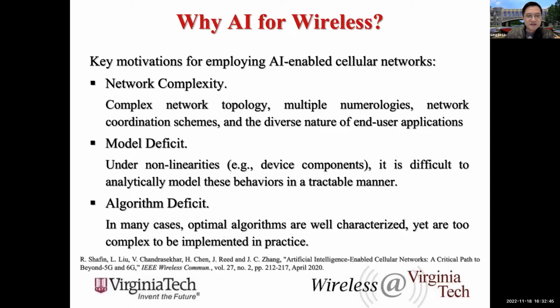Another thing we see is the algorithm deficit. Even in many simple cases, we know what the optimal solution is, for example, maximum likelihood. But on the other hand, those strategies or algorithms are extremely complicated to implement in real life. Everybody knows dirty paper coding is optimal for the broadcast channel. But what we do for multi-user MIMO systems in LTE Advanced, even 5G systems, is still zero forcing based, a very linear approach because of complexity. So this is one of the things where machine learning or AI can potentially help.